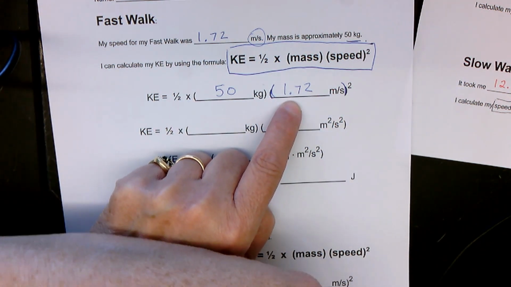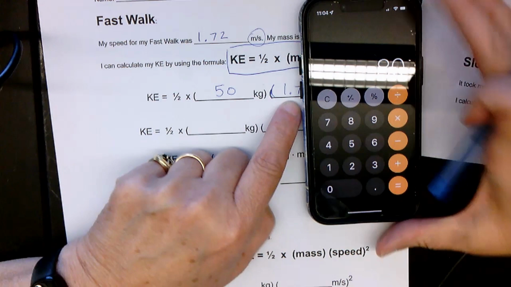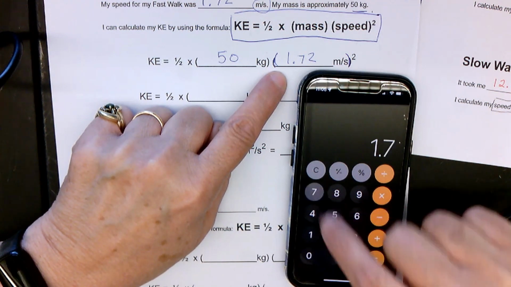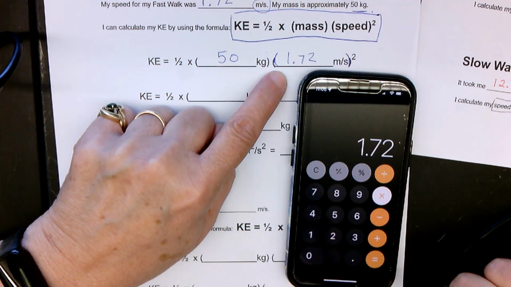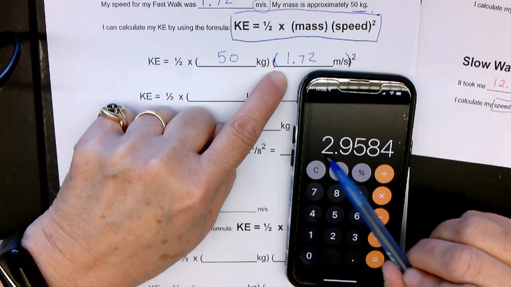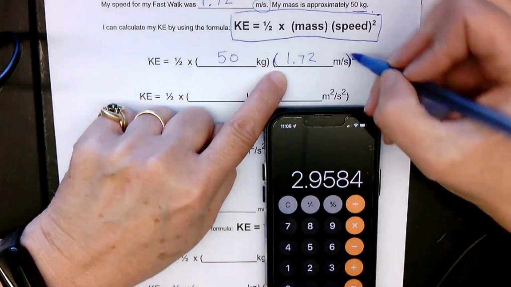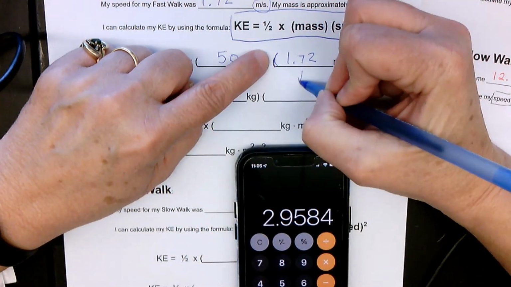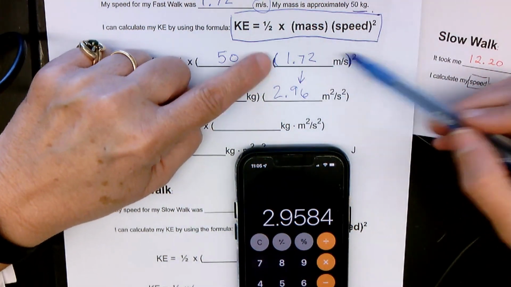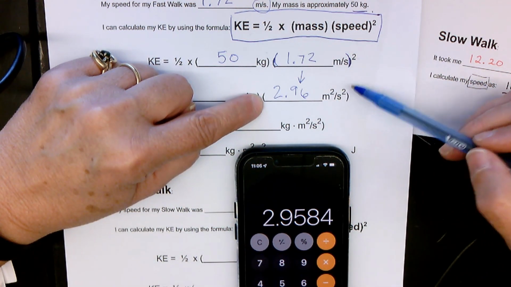So let me get my calculator open here. Oh, there it is. Okay, so here's my calculator. Ta-da! High tech. And I'm going to take that number, 1.72, and I'm going to multiply it by itself. 1.72 equals 2.9584. I'm just going to round it to the nearest hundredth, so I'm going to say 2.96. So this number squared, I'm going to put right down here. 2.96. So 1.72, my speed squared, is 2.96. The unit is squared too, isn't that weird? Meters squared per second squared.